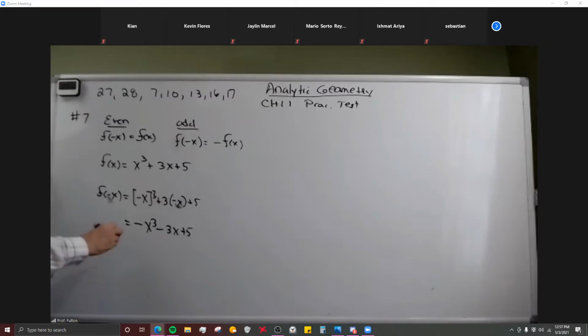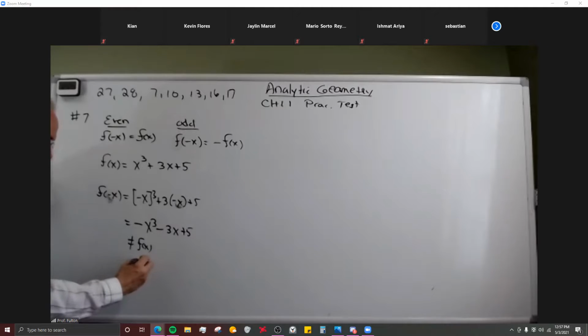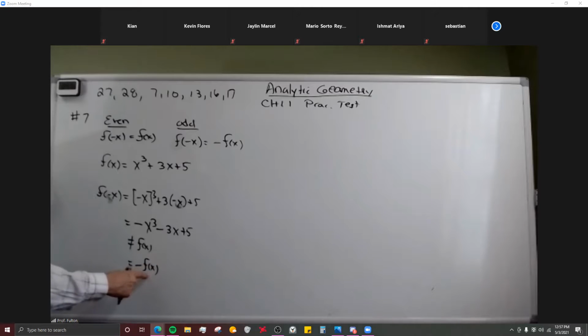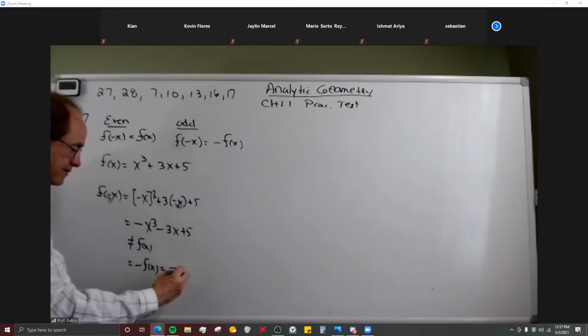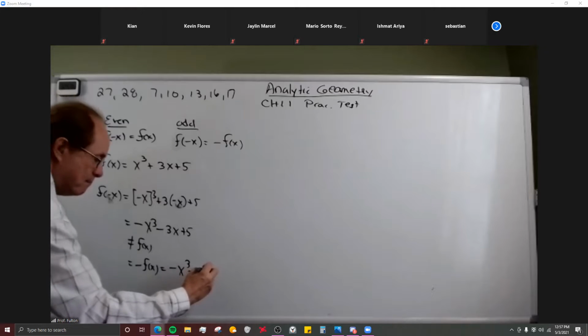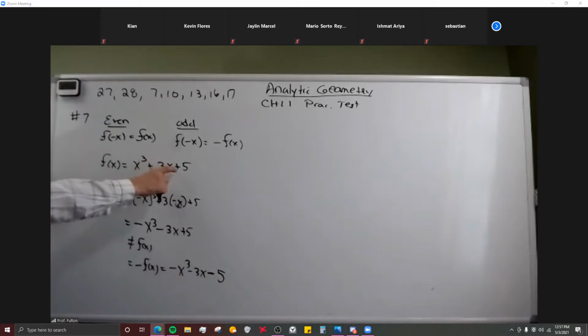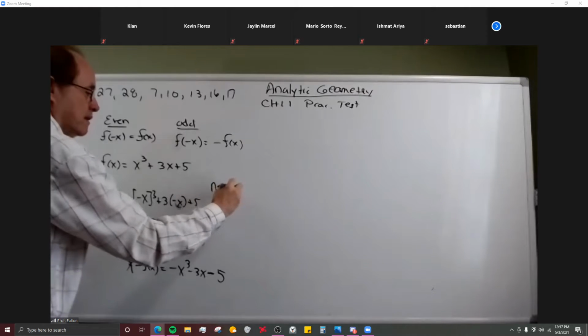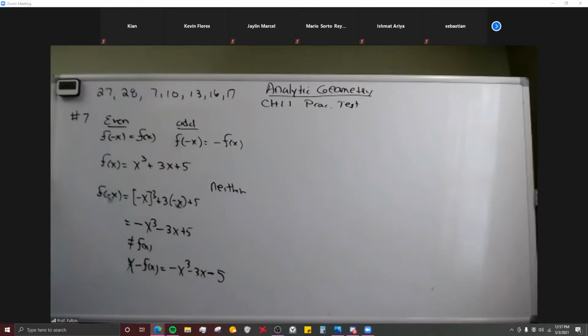So when I cube that, I'm going to get negative x cubed minus 3x plus 5. Now, one thing we can see, this definitely does not equal my original function. So without a doubt, it's not even. Now, if I try to make it look like the other one, I've got 2 negatives here, so it looks a little bit like that. But the problem is, that's not negative f of x, which would have to look like minus x cubed minus 3x minus 5. But my original function has a plus 5. So in this case, this will not work either. So it's a neither form. That's neither odd nor even.